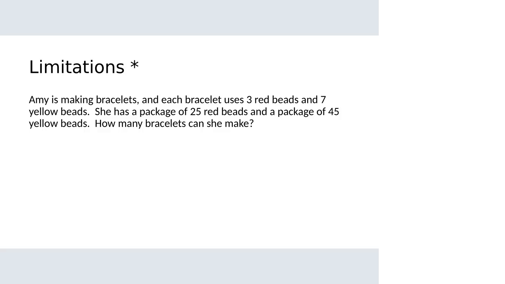And this one takes a minute to understand what's happening. When she makes a bracelet, it's got 3 reds and 7 yellows in it. We know how many reds, we know how many yellows. How many bracelets will that let her make? Let's go another 15 seconds, and then we'll talk about this one. All right, let's see how we did here.